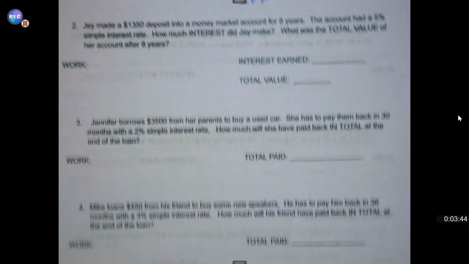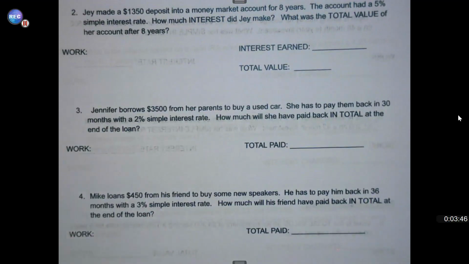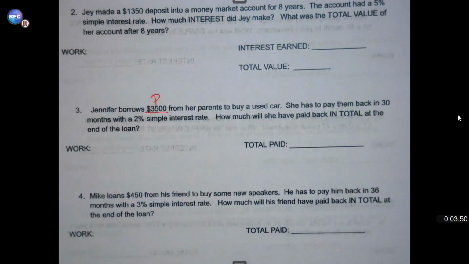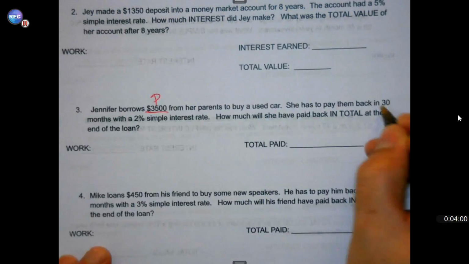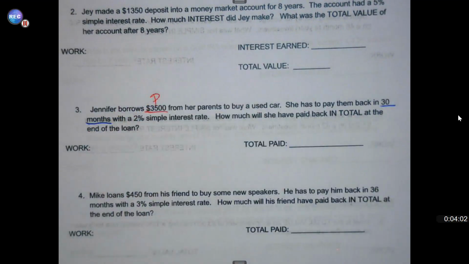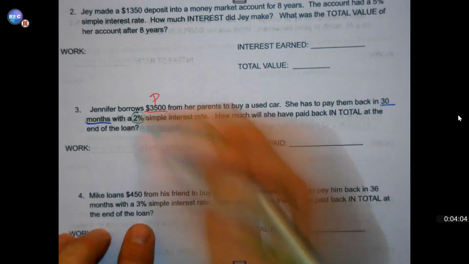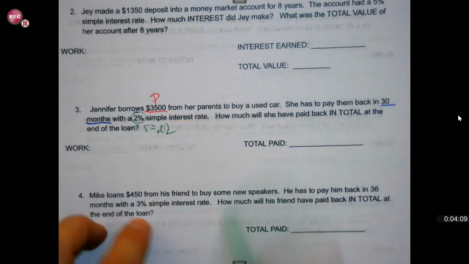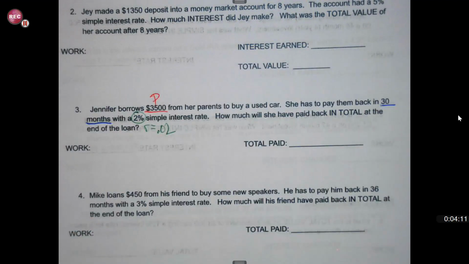Jennifer borrows $3,500 from her parents. Holy moly. Silly people. Principal. To buy a used car. Okay, that's not quite so bad. She has to pay them back in 30 months. Ooh, we'll chat about that in a minute. With a 2% simple interest rate. Divide the 2% by 100. Again, not 0.2, that'd be 20. Not 2, that'd be 200.